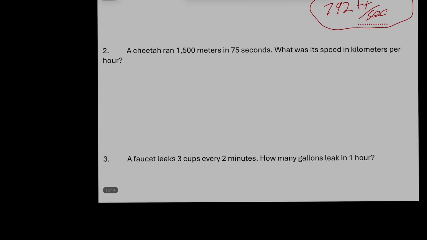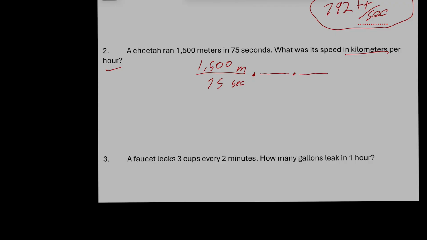A cheetah ran 1,500 meters in 75 seconds. Seriously? 1,500 meters? That's a lot. Okay? In 75 seconds. Now I want to put meters, and usually we just use M for meters. I'll just put an M. Do it normal. You could do whatever works for you. All right? And we want to get the kilometers per hour. Let's do time first because that's usually one of the easier ones.